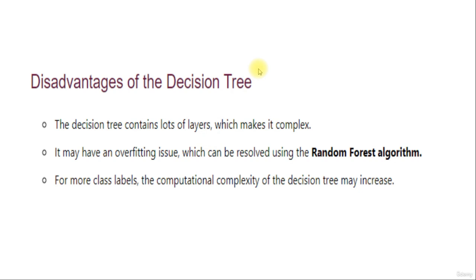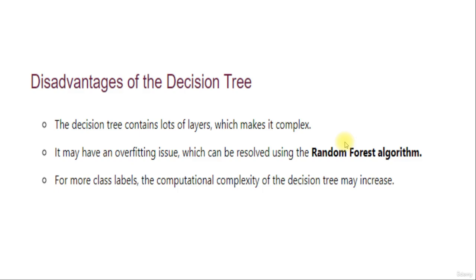Now, finally, let us understand some of the disadvantages of using a decision tree. The decision tree contains a lot of layers, which makes it slightly complex. Sometimes, checking too many conditions becomes a little complex. This may also lead to an overfitting issue, which can be resolved by using the random forest algorithm. This is another very important and super powerful machine learning algorithm that we are going to cover in the next few videos. For more class labels, the computational complexity of the decision tree may again increase.